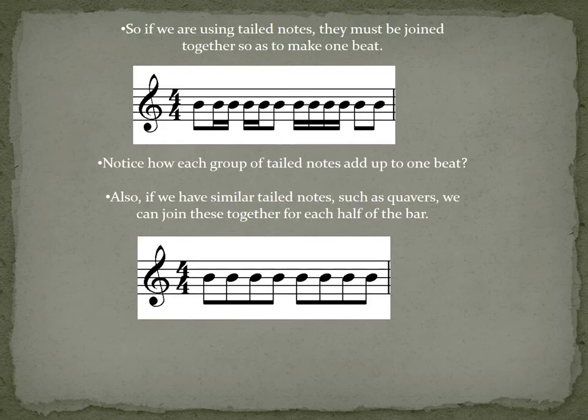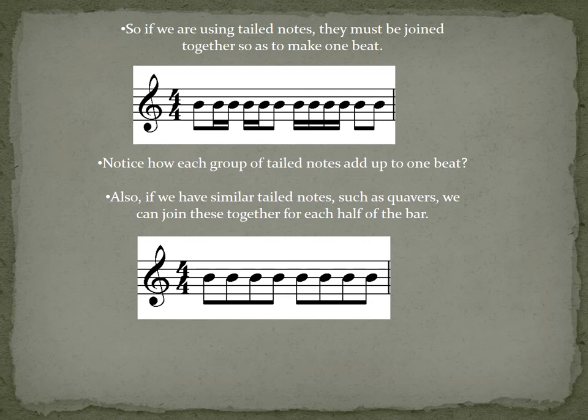So if we look at tailed notes, i.e. quavers, semiquavers, demi-semiquavers, etc., when we're using tailed notes, they must be joined together so they make up one beat. Do you notice in the first example, we said there are 4 crotchets per bar. You can see that each of the tailed notes are joined together to add up to one beat. If you look at the first beat of that first example, you can see a quaver attached to 2 semiquavers. Therefore, that makes up one beat. The second beat of the bar is 2 semiquavers attached to a quaver. There's the first half of the bar, and so on for the remainder of the bar.